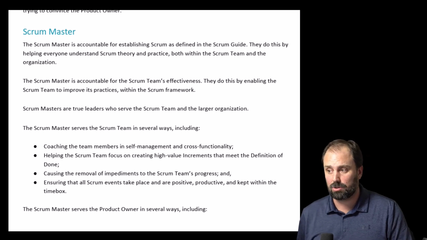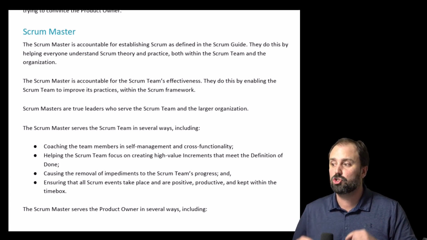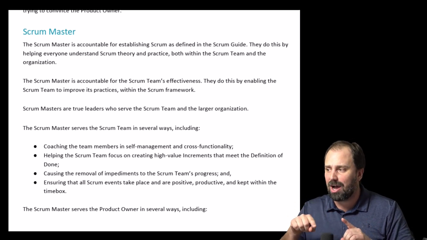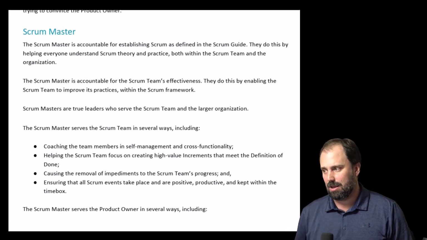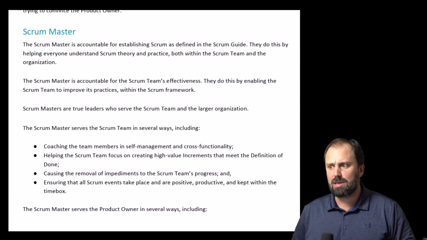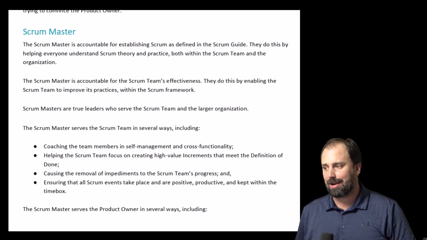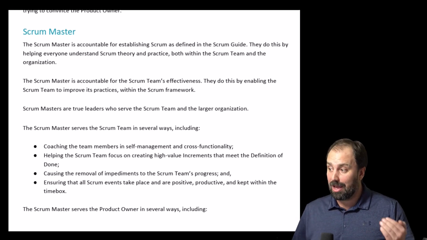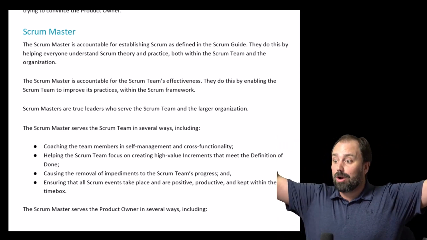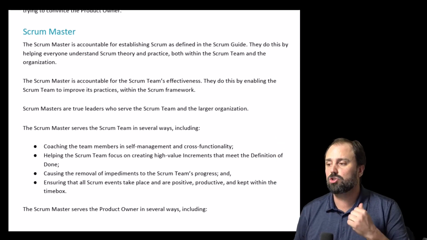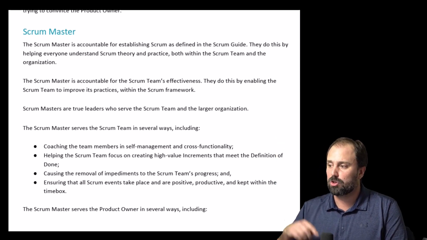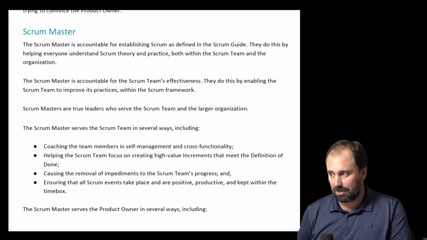The Scrum Master. The Scrum Master is accountable for establishing Scrum as defined in the Scrum Guide. They do this by helping everyone understand Scrum theory and practice, both within the Scrum team and the organization. The Scrum Master is accountable for the Scrum team's effectiveness.